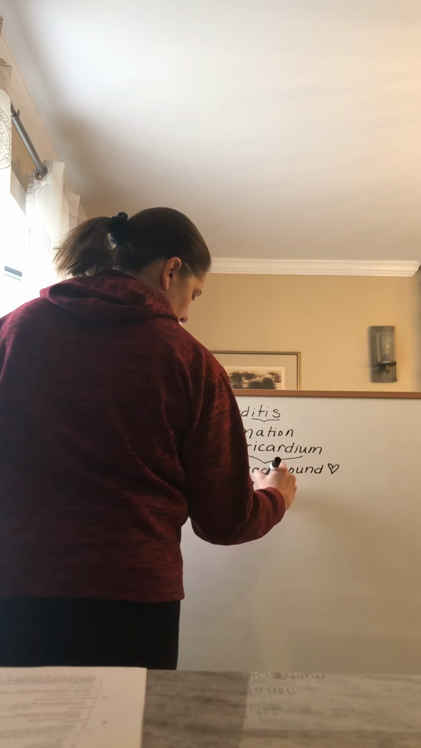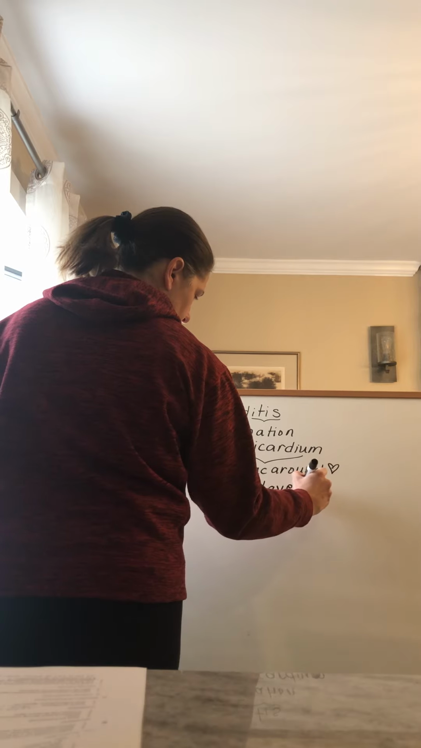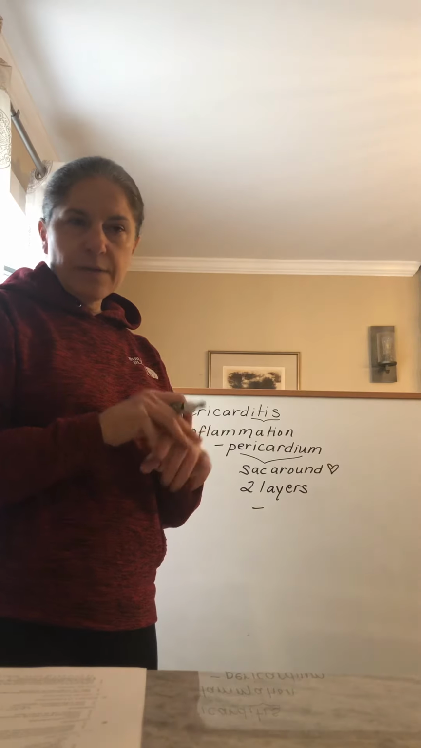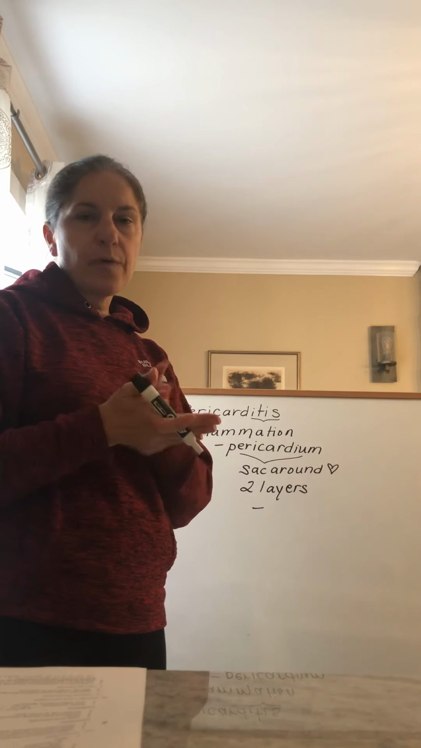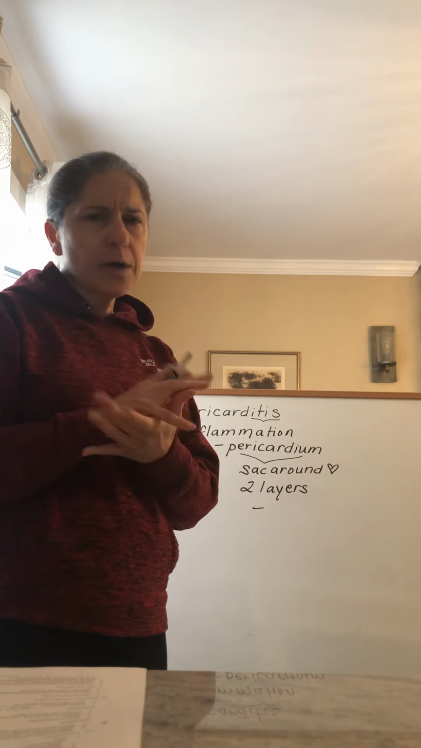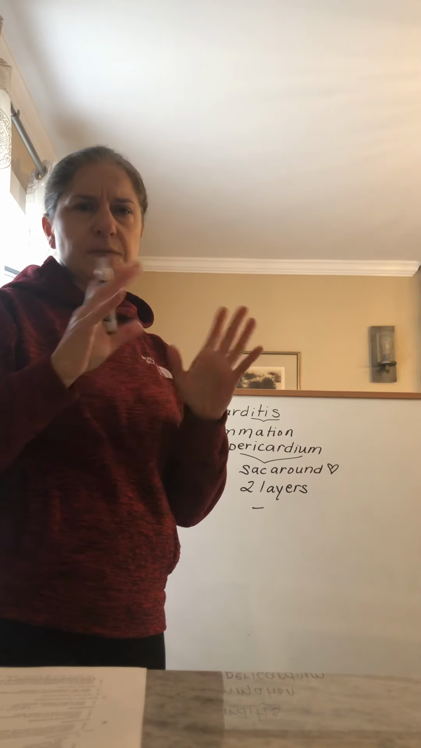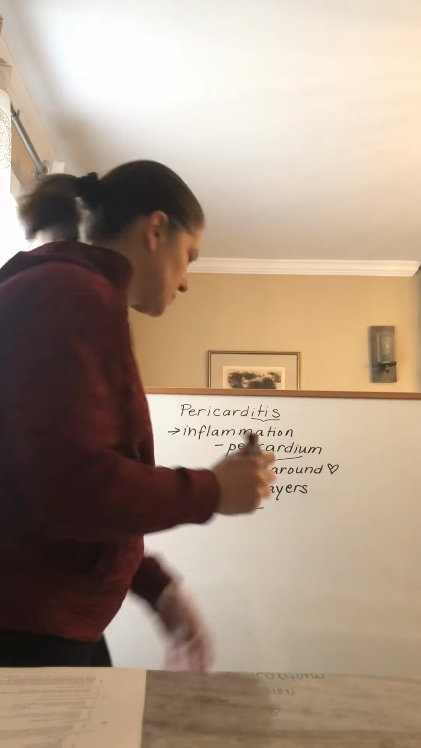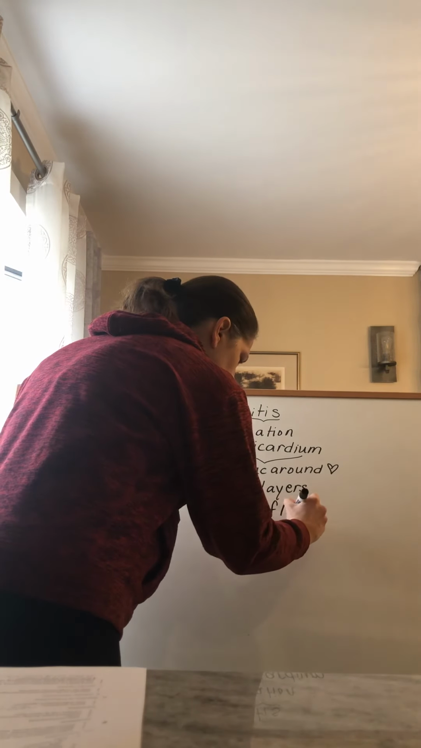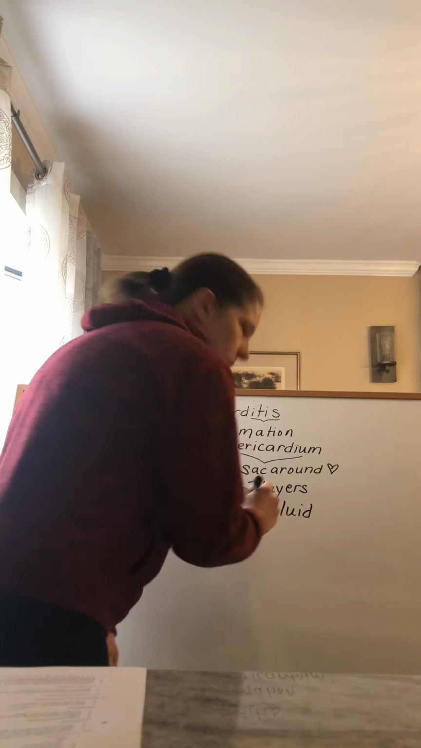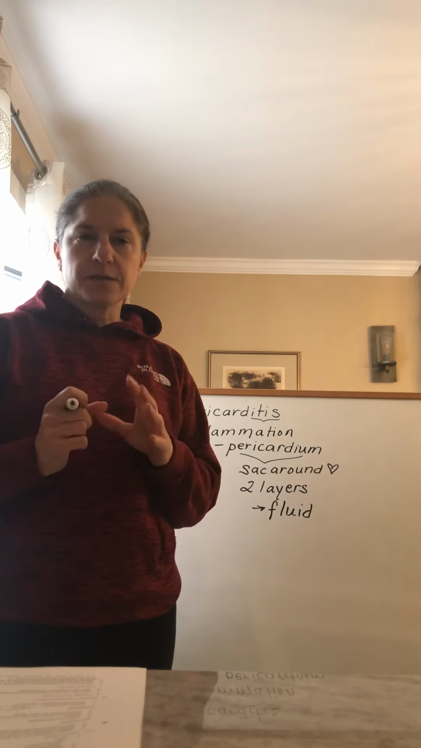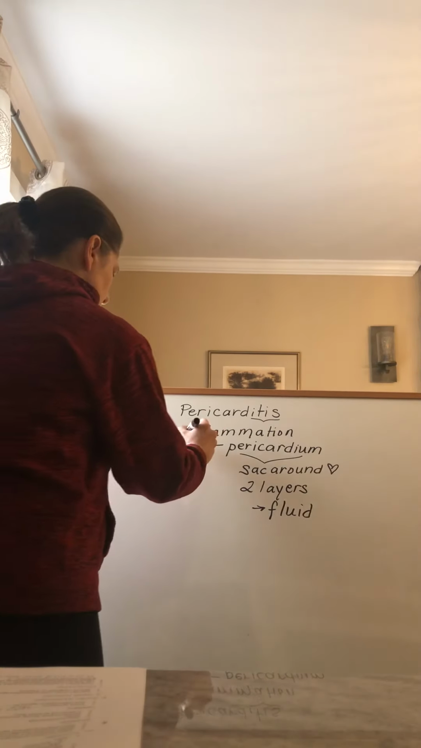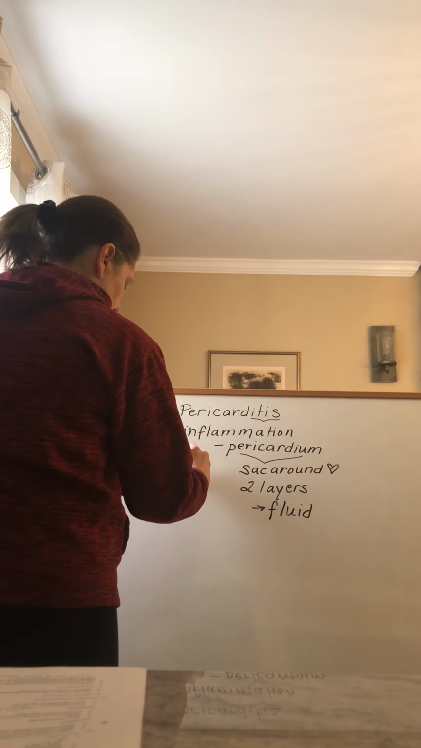There are two layers. The visceral pericardium is attached to the heart itself, and then the parietal pericardium is attached to the space in the thoracic cavity that the heart occupies. So between these two layers, we have fluid, and that is designed so that when the heart contracts and relaxes, it's doing so in a friction-free environment. When someone has pericarditis, the inflammation is usually due to a viral infection.